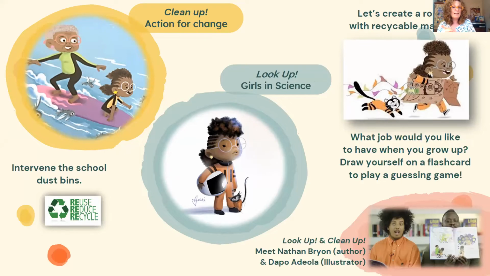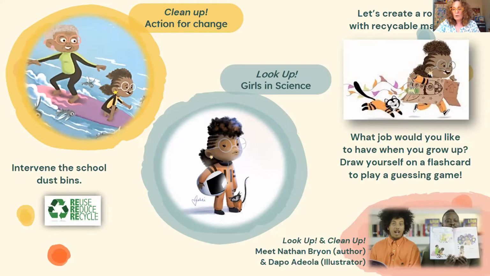And in Look Up, one of the things that we thought was a possibility in the classroom is to create our rockets with recyclable material. And we take the example from the very book, because look at Rocket here. She is playing with her cat and she has made a rocket with a cardboard box. So we could do something similar in class with the children.